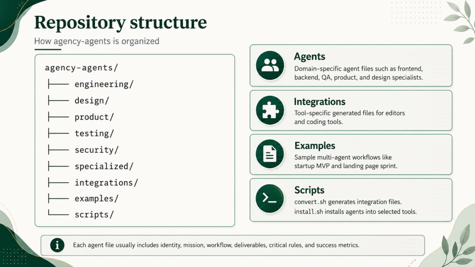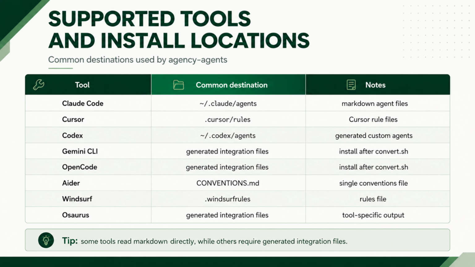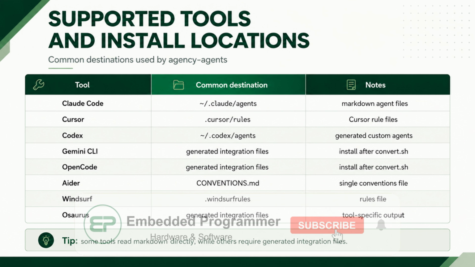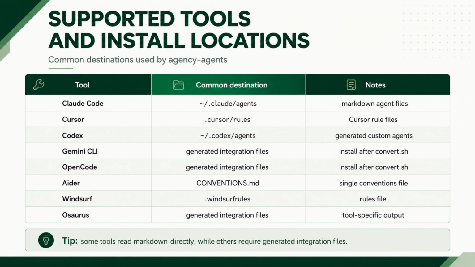The scripts folder contains the automation scripts. The convert script prepares integration files. The install script installs selected agents into supported tools. Each agent file usually includes identity, mission, workflow, deliverables, critical rules, and success metrics. Agents can be used across multiple AI coding tools. For Claude Code, agents are commonly installed into the .claude/agents folder. For Cursor, they go into the .cursor/rules folder. For Codex, they can be generated as custom agents. Other tools, such as Gemini CLI, Open Code, Aider, Windsurf, and others, use their own generated integration files or rules formats.